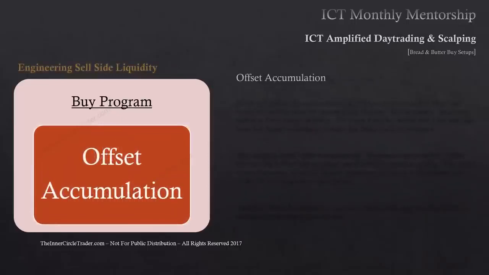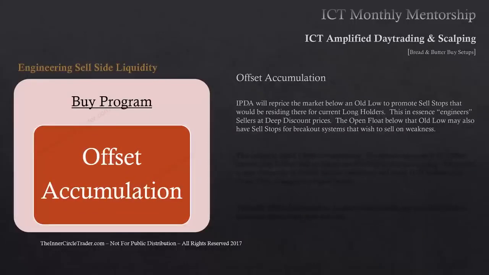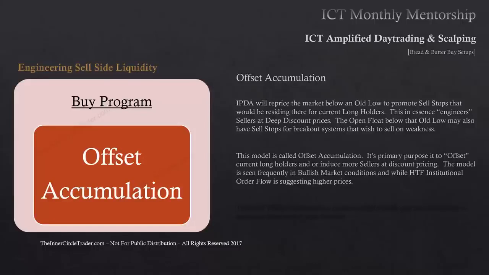All right, engineering sell-side liquidity. Offset accumulation. IPTA will reprice the market below an old low to promote sell stops that will be residing there for current long holders. This is in essence engineers sellers at a deep discount price. The open float, which is the existing orders that are actually in the marketplace above and below the current market price, the open float below that old low may also have sell stops for breakout systems that wish to sell on weakness. This model is called offset accumulation.